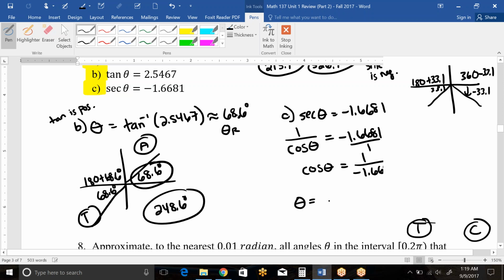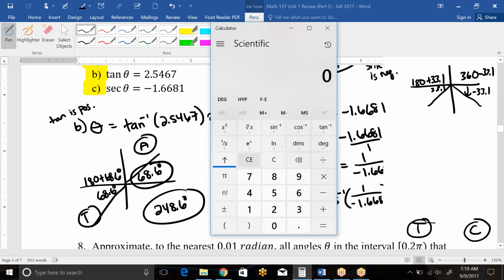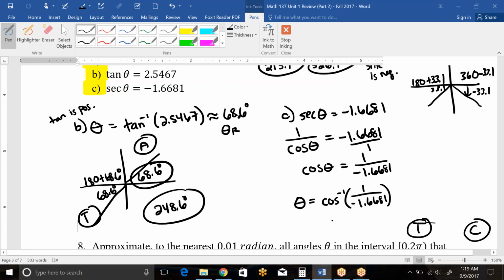So when we go solve for theta, it would be cosine inverse of the fraction. So let's type that in. So the first thing I'm going to do is 1 divided by parentheses 1.6681, which is negative, close parentheses, which it's not letting me do. So I had to go ahead and hit enter on mine, and then I'm going to do inverse cosine. So I'm getting 126.8.